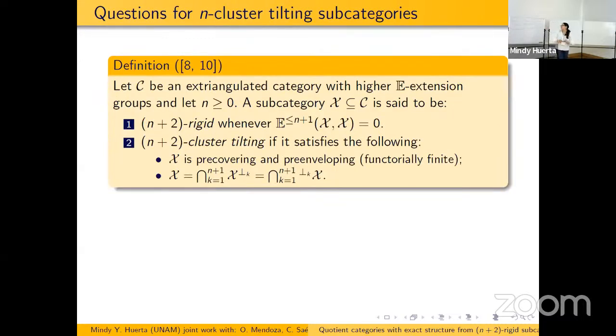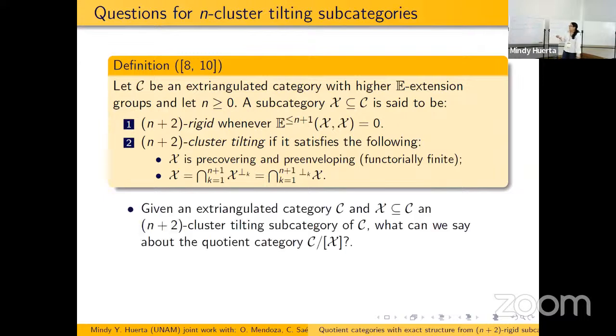I mentioned some results for 2-rigid and 2-cluster tilting subcategories, but we also have the generalization of this kind of subcategories, called (n+2)-rigid and (n+2)-cluster tilting subcategories. In this definition it is worth mentioning the following. When you work with triangulated categories, you only have the analog of the first extension group. But you can say that there exist higher extension groups. Under some extra assumptions, we can assert that there exist these higher extension groups, and in that context this definition makes sense. So here we have a very similar definition for (n+2)-rigid and (n+2)-cluster tilting subcategories. On the other hand, I mentioned some results for 2-rigid and 2-cluster tilting subcategories, and we have this kind of generalization.